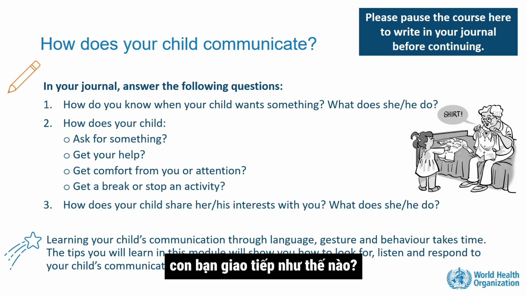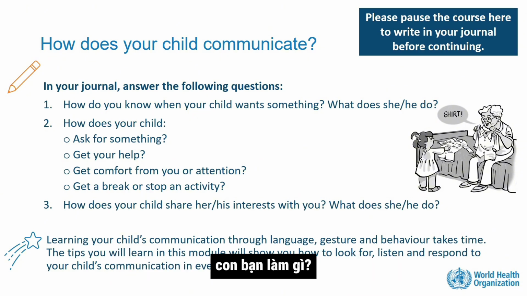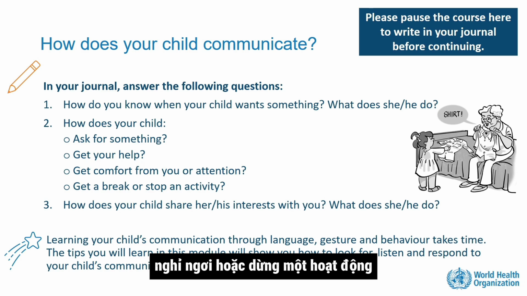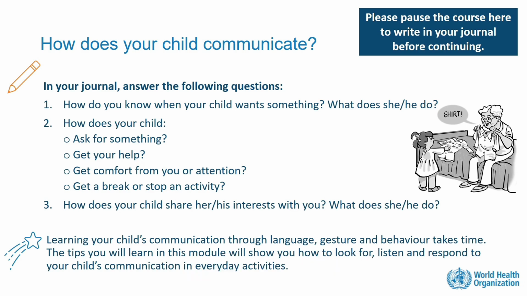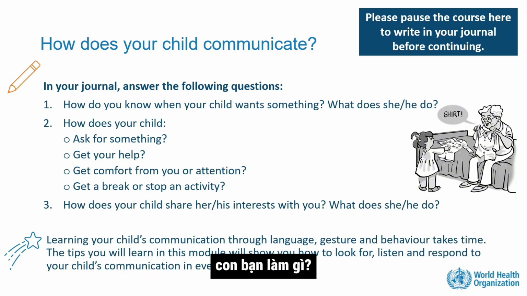How does your child communicate? In your journal, answer the following questions. How do you know when your child wants something? What does she or he do? How does your child ask for something, get your help, get comfort from you or attention, get a break or stop an activity? How does your child share her or his interests with you? What does she or he do?